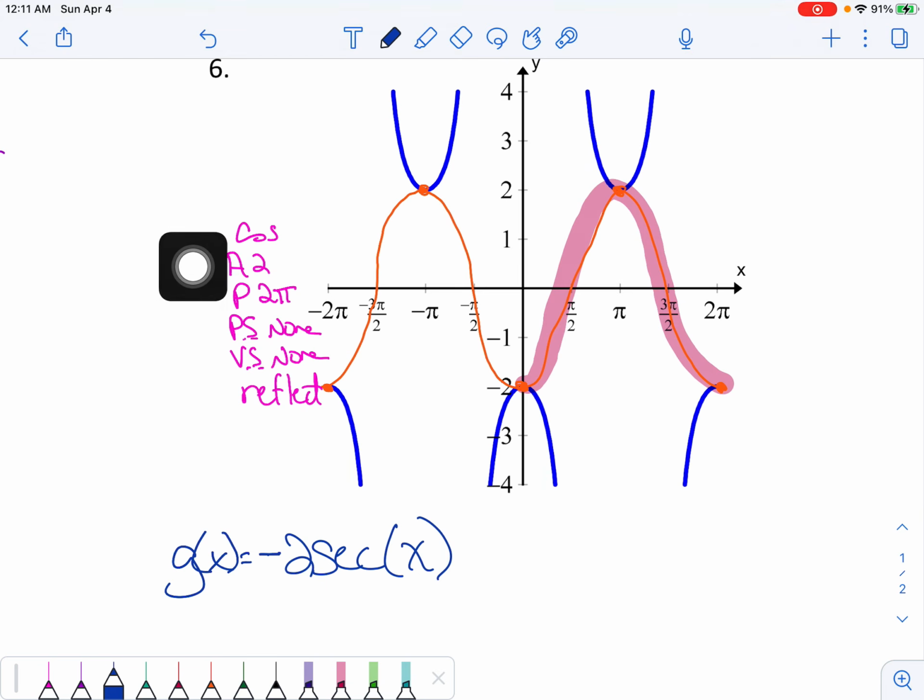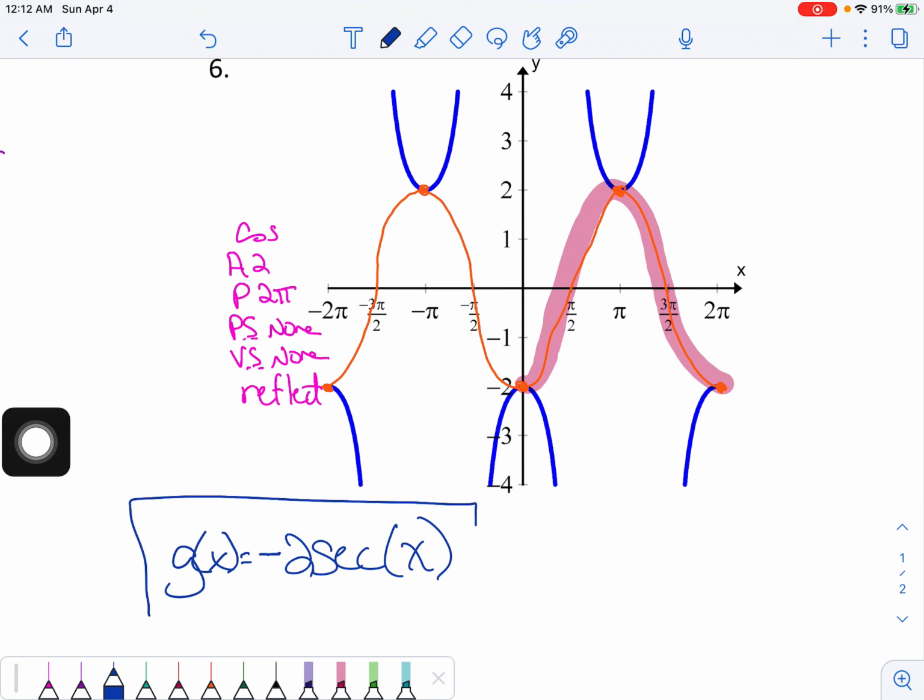So cosine is reciprocal to secant. This amplitude for cosine becomes the coefficient of secant. It's not really the amplitude of secant, but it is the coefficient. Period of 2 pi means x does not have a coefficient that we have to worry about. Phase shift and vertical shift, none and none. Reflecting over the x-axis means we're going to throw a negative in front of that coefficient to force the reflection.